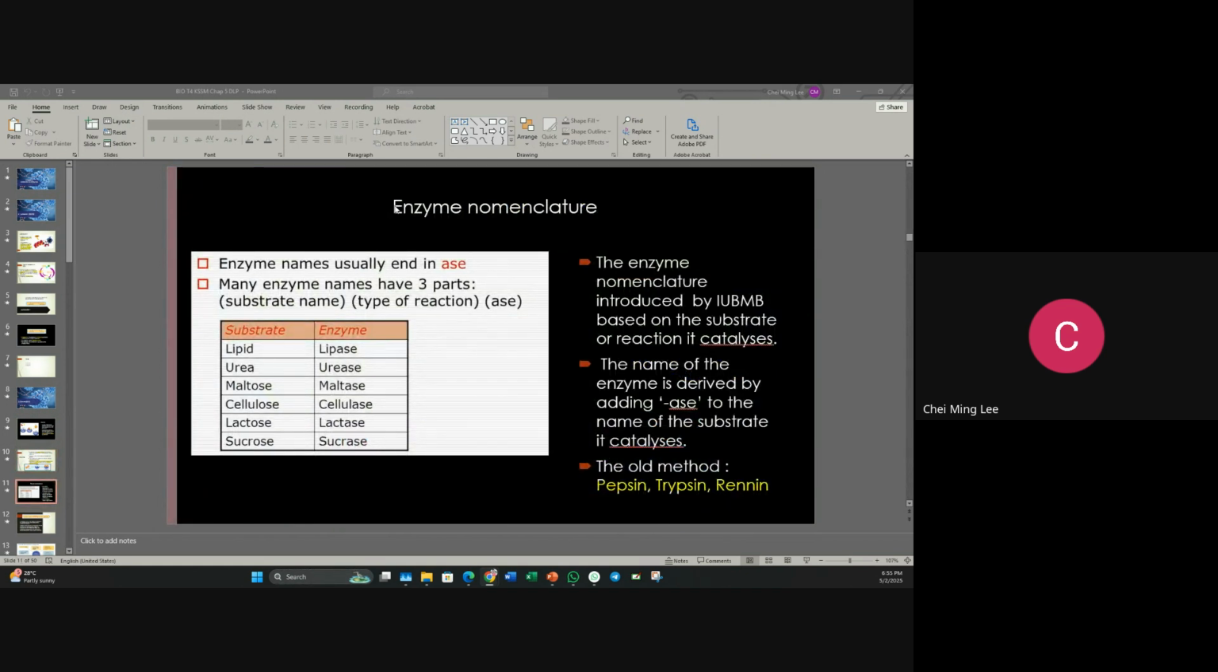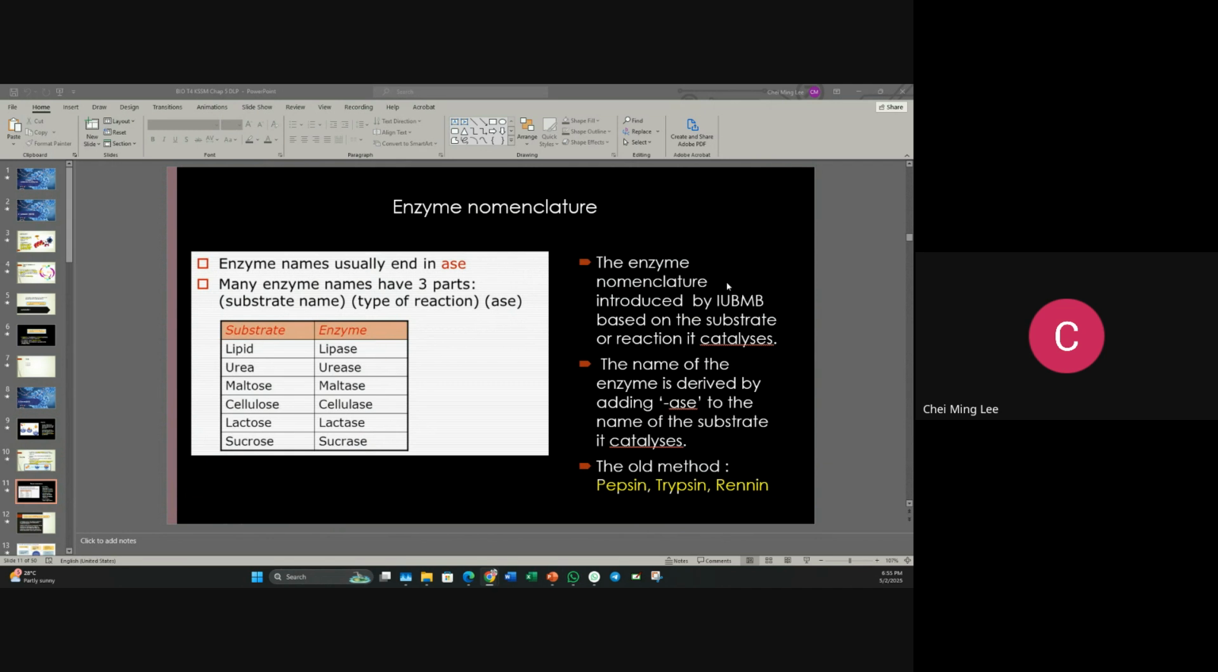Now, for the naming of enzyme, okay, normally the enzyme names usually end in ASE. For example, the substrate name, type of reaction, then ASE. For example, the substrate is lipid, so we call it lipase. Urea, urease. Maltose, maltase. Cellulose, cellulase. Lactose, lactase. Sucrose, sucrase. You see, it's the front part of the substrate, ASE at the back.